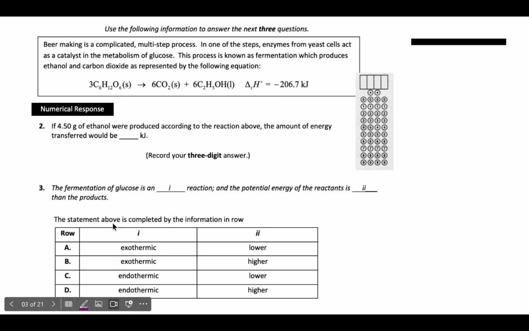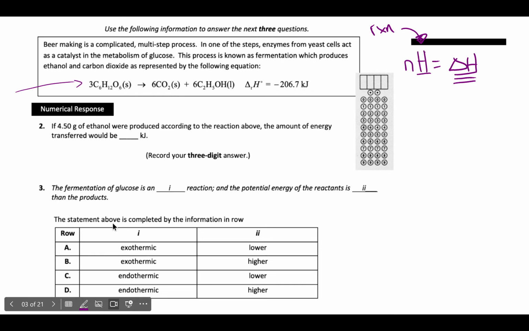This next couple, we are taking a look at this reaction that's given here. And in the question, it says if 4.50 grams of ethanol was produced according to the above reaction, the amount of energy transferred would be. So this is the formula nH equals delta H. Now, that being energy transferring, you are finding this delta H. This H is the molar enthalpy from the reaction.